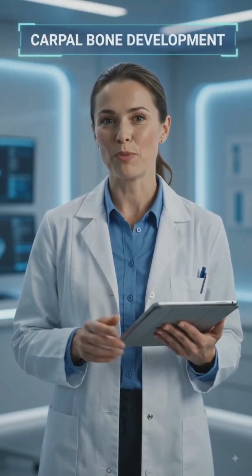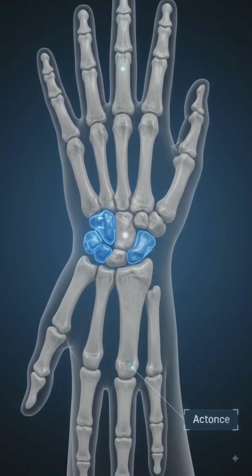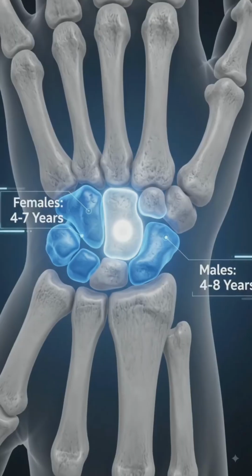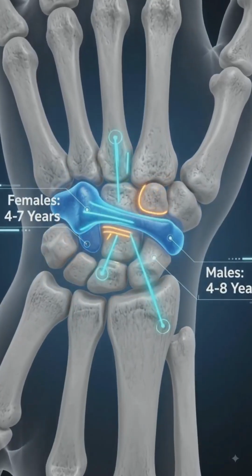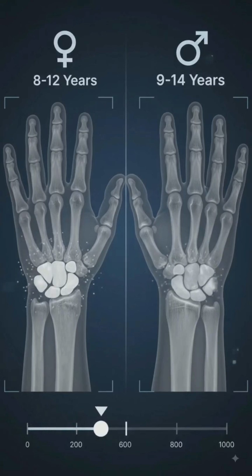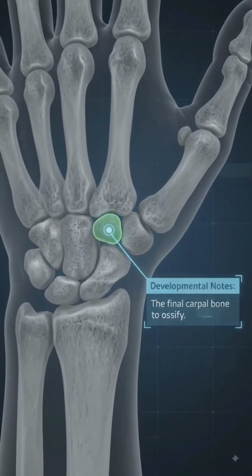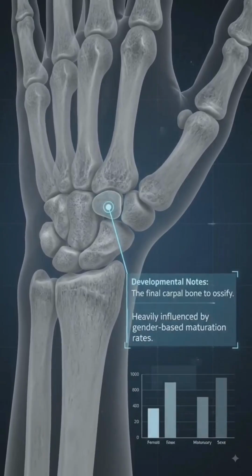Let's look at the scaphoid bone's development. Its primary ossification begins at 4 to 7 years in females, and for males, it takes about 4 to 8 years. It is critical for carpal stability. Pisiform is the final carpal bone to ossify. In females, this occurs between 8 to 12 years. For males, it typically takes 9 to 14 years. This sequence is heavily influenced by gender-based maturation.